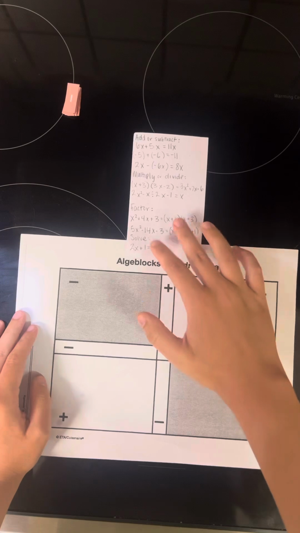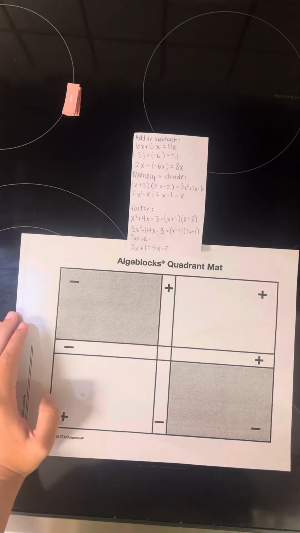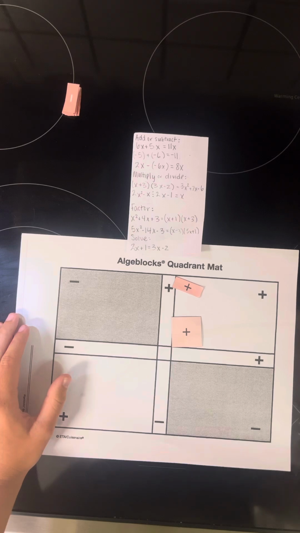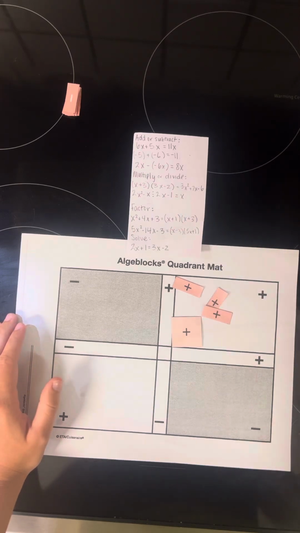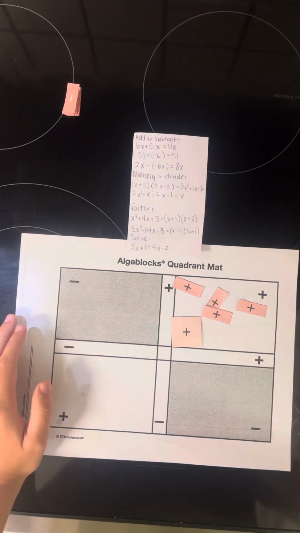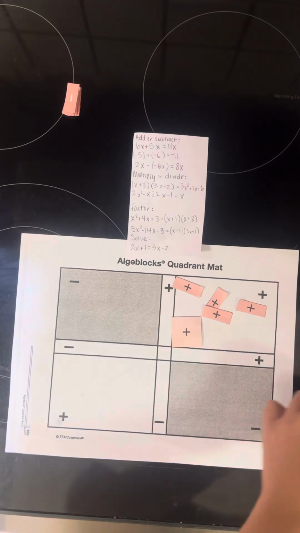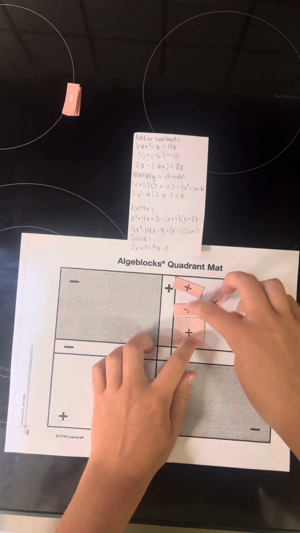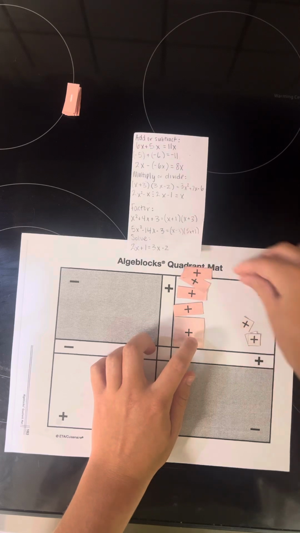But next, we were going to factor x squared plus 4x plus 3. So let's put these on there. It's all positive, so we're going to stay in that positive quadrant over here. So we have x squared plus 4x plus 3.